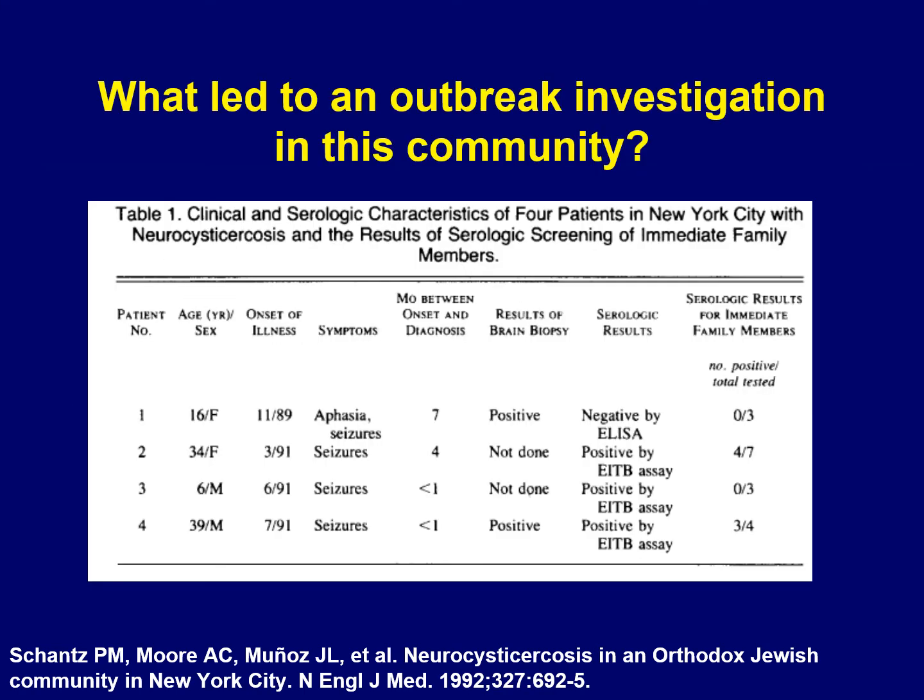Basically, they talk about these four patients who had neurocysticercosis. They all had seizures. They were different ages, had different diagnostic results, and they also looked at their family members and found that some of them had positive serologic results for Taenia solium, either antibodies or antigen. I can't remember. But think about why it is so interesting or unique that there were four patients in New York City with neurocysticercosis.